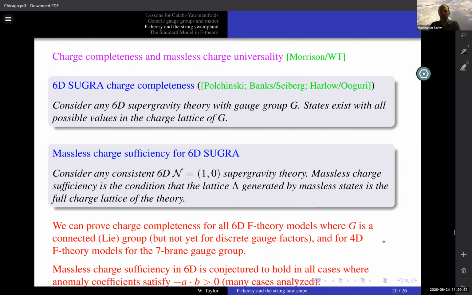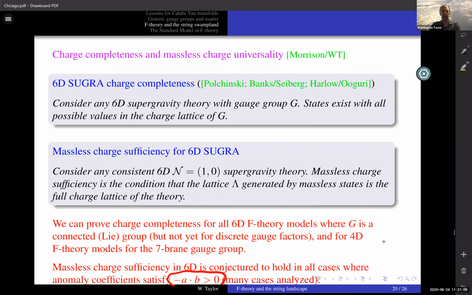This condition of massless charge sufficiency, we analyze a huge range of cases, and we find that whenever this condition, minus A dot B is greater than 0, is satisfied, the massless charge sufficiency condition is satisfied. And the exceptions are very special situations, such as the non-Higgsable gauge groups that simply have no matter, where there are massive states with charges, but no massless states with those charges. Okay, I think that's about what I wanted to say about the swampland.